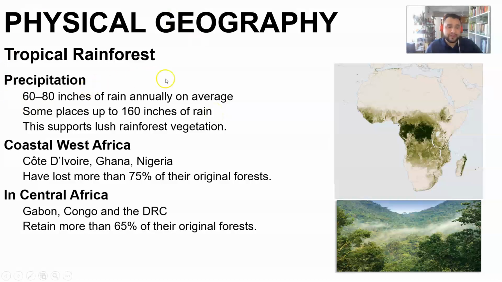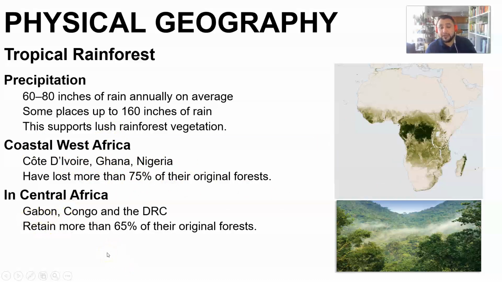Overall, the continent receives 60 to 80 inches of precipitation in the tropical rainforest regions, especially around the Congo, between the tropics and West Africa. And this supports lush vegetation. However, there are some countries that have lost a considerable amount of their forest cover, like the Ivory Coast, Ghana, and Nigeria in West Africa.